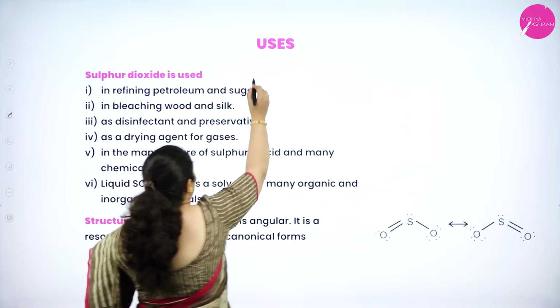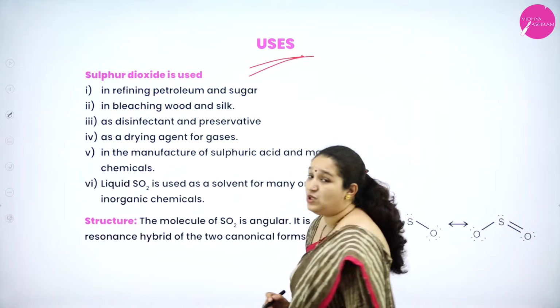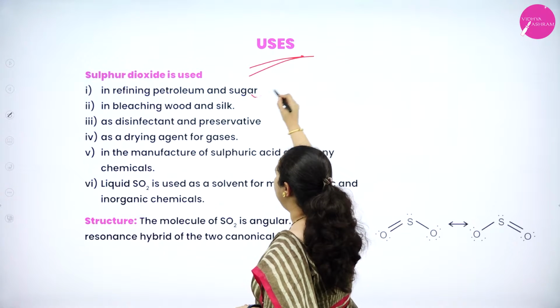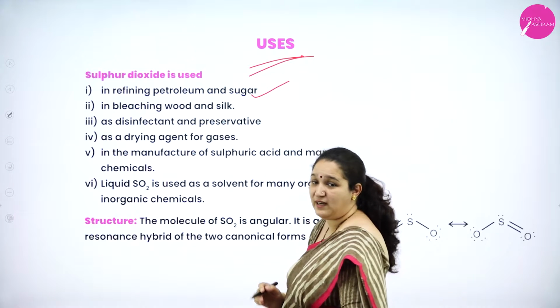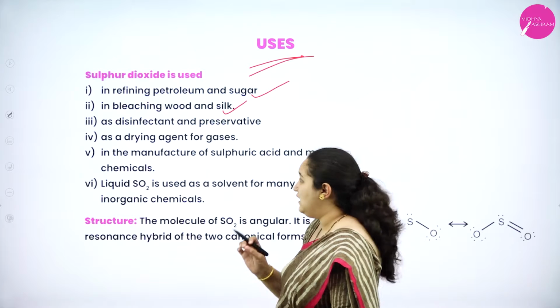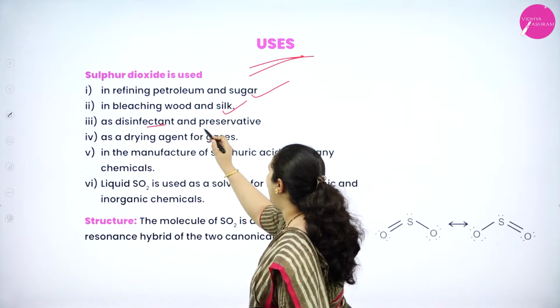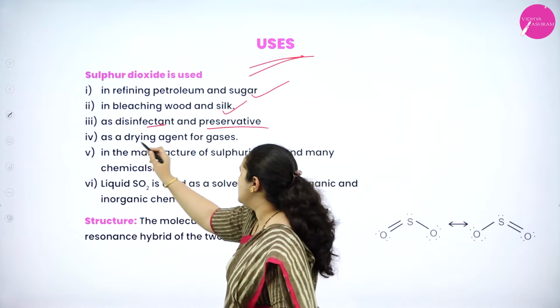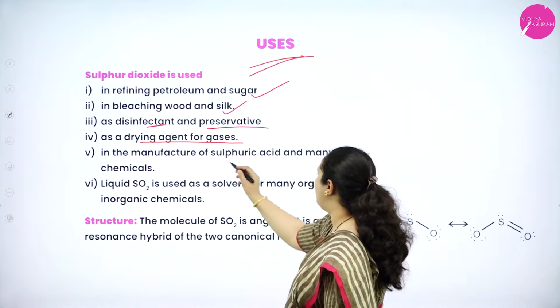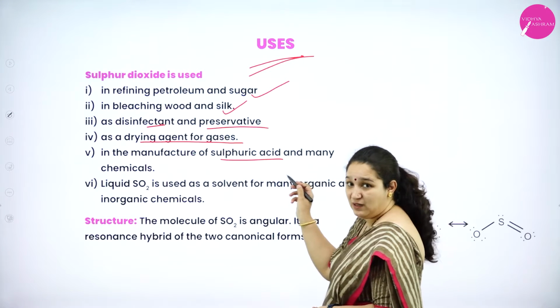Next we have the uses. So what are the uses of sulfur dioxide? It is used in petroleum and sugar refining. It is used as a bleaching agent for wood and silk. It's also used as a disinfectant and a preservative. It is used as a drying agent for gases. Also, it is used in the manufacture of sulfuric acid, which you will be learning next.